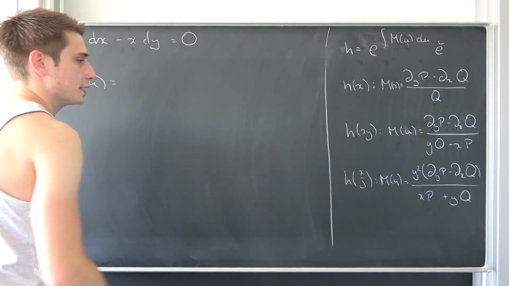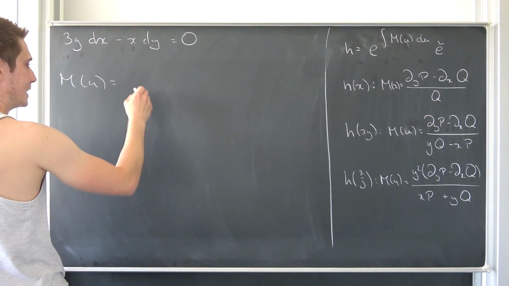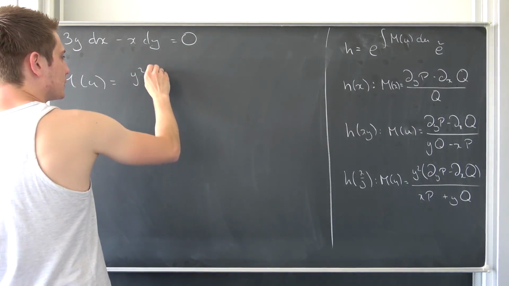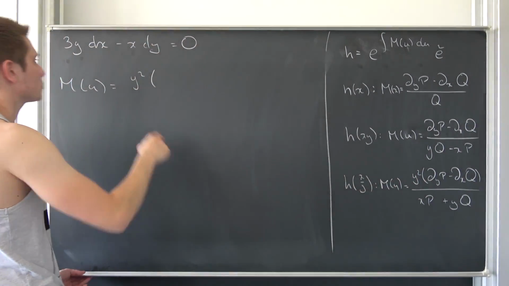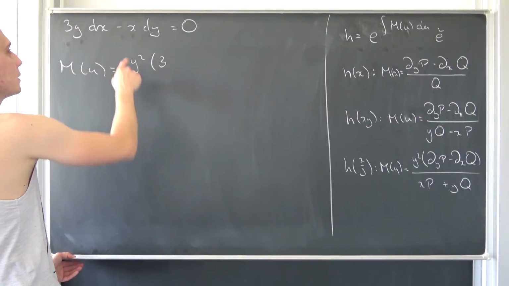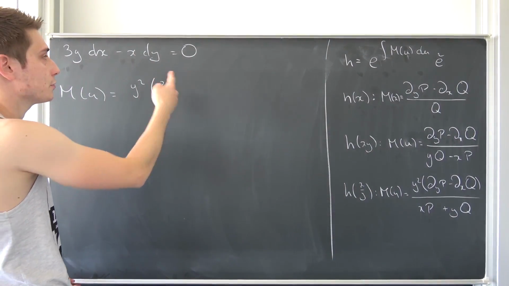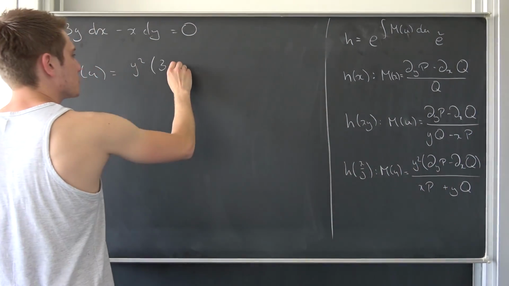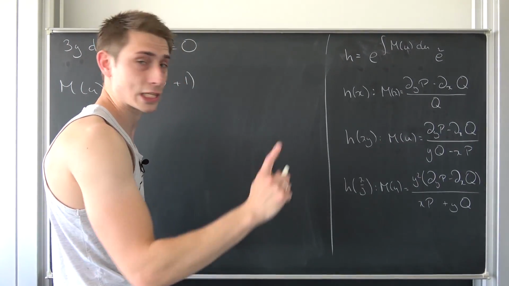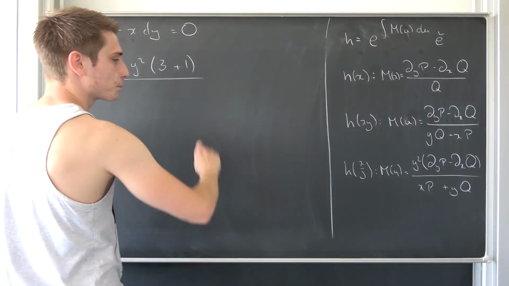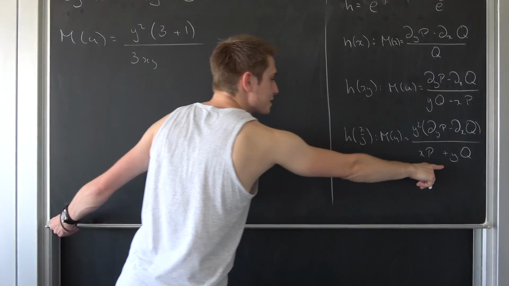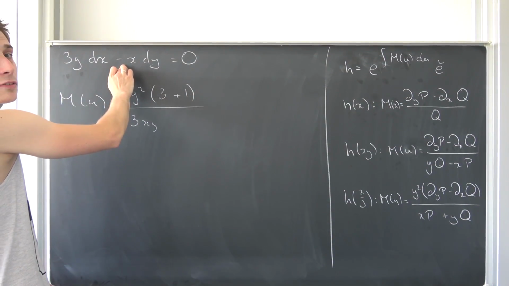So m of u is now nothing but, you just love when I say this. We're going to get y squared times del y p, which is going to give us 3. Del x q is nothing but negative 1 in this case, because we have to subtract it. So plus 1. It's going to give us 4, okay? 3 plus 1 is 4. Public service announcement. 3 plus 1 is 4, mate. Over x times p, which is 3 times xy, plus y times x, so negative x times y.